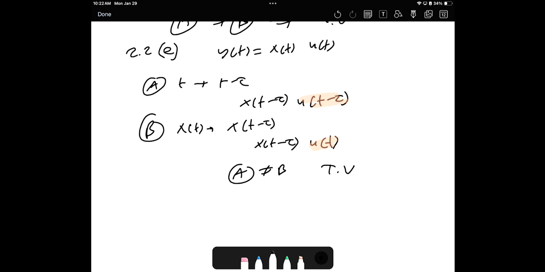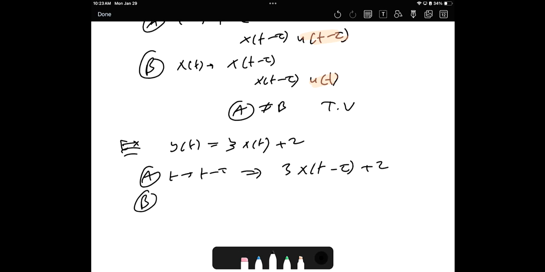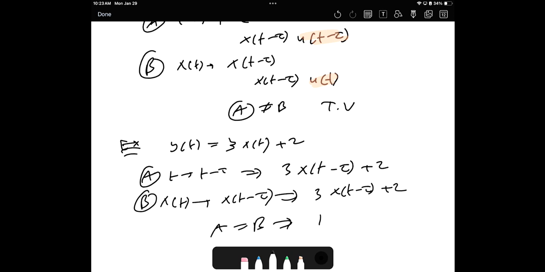Okay? In another example, assume y of t equals 3x of t plus 2. Let's substitute. First replace t by t minus tau. This yields 3x of t minus tau plus 2. And for part B, replace every x of t by x of t minus tau. So this yields 3x of t minus tau plus 2. Since A equals B, it is time invariant. Okay? Any question?